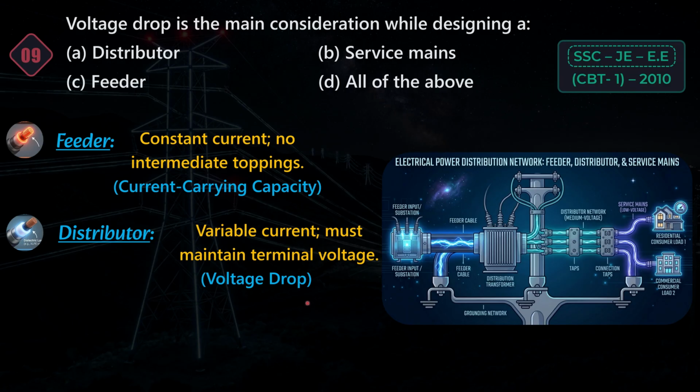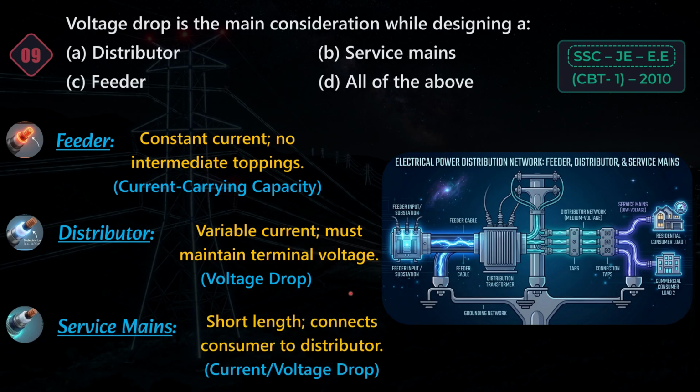On the other hand, a distributor is the conductor from which numerous intermediate tappings are taken out to supply individual consumers. Now you can see in the image, this is the distributor. This area indicates the distributor, and there are various tappings taken out to supply individual consumers. Because current is drawn at various points along its length, the current density varies throughout the line. Hence, the most critical requirement for a distributor is to ensure that terminal voltage must be constant. Therefore, distributors are designed from the point of view of voltage drop.